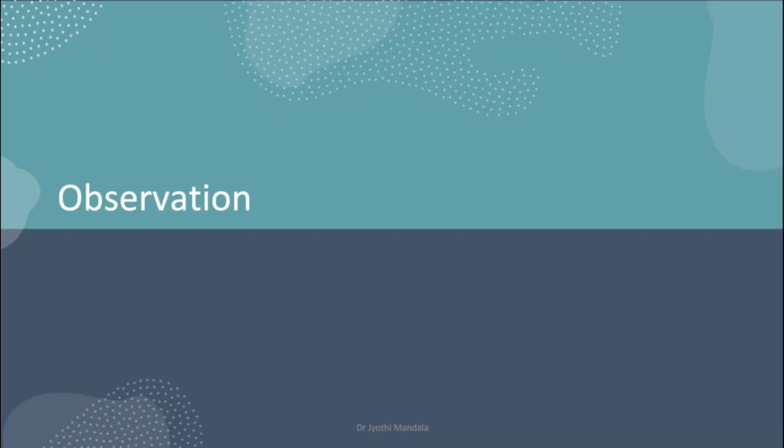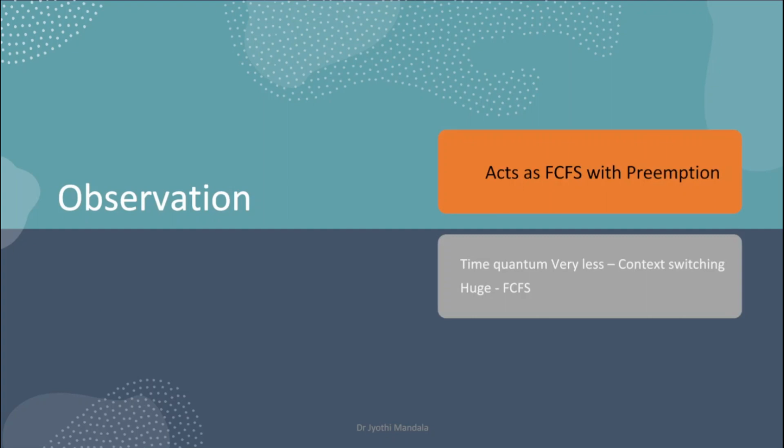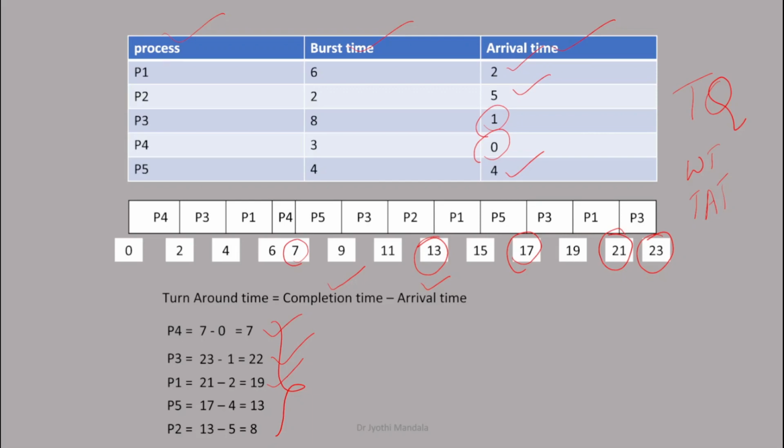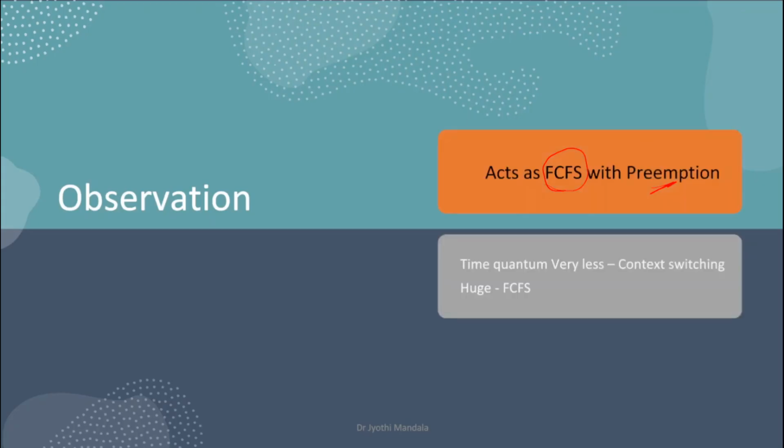But here there are some observations you need to consider. The observation is that it acts as FCFS with preemption. Why is it called FCFS with preemption? Because you can see from this diagram that whichever comes first will be given the chance. In the ready queue, whichever comes first is given the chance for that many seconds of time quantum. So that's why it is said to act as FCFS with preemption.